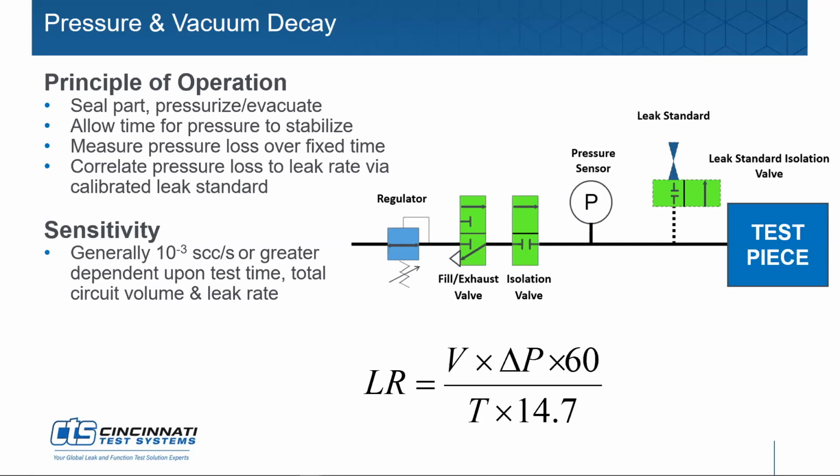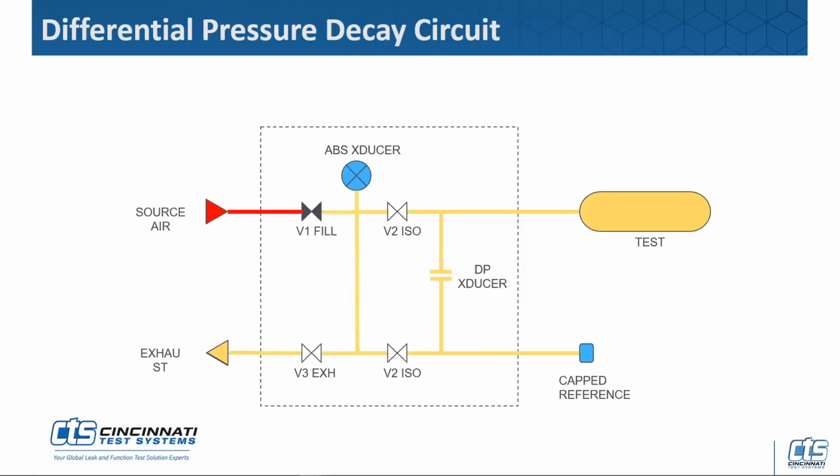There's two ways to do a pressure decay measurement. There's using an absolute pressure transducer, or there's using a differential pressure transducer. And we'll get into the differences between these technologies a little later. I just want to present them as two methods for doing pressure decay technology.